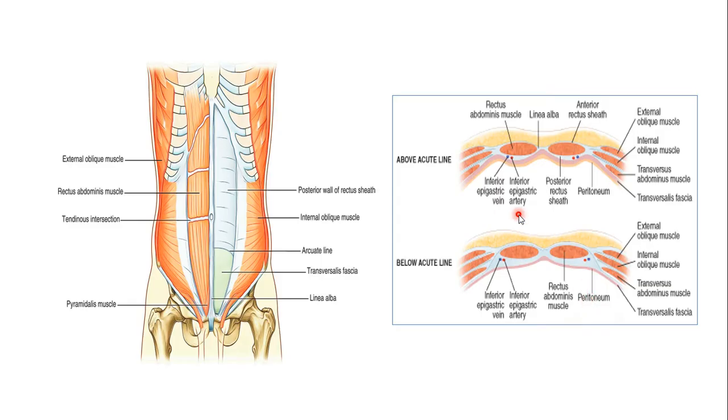Here is another image of our rectus sheath. As you can see here is your arcuate line. Take note of this. This is your arcuate line. It is a horizontal line that marks the lower limit of the posterior layer of the rectus sheath. Take note that our rectus sheath has an anterior layer and a posterior layer. Above the arcuate line, not the acute line, but arcuate line, it looks like this. On the other hand, below the arcuate line, it looks like this.